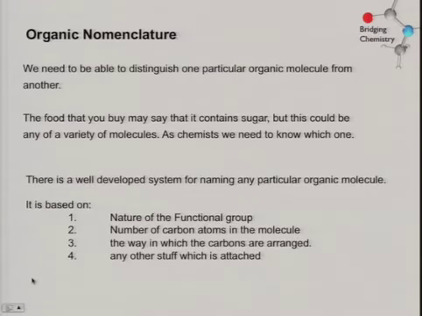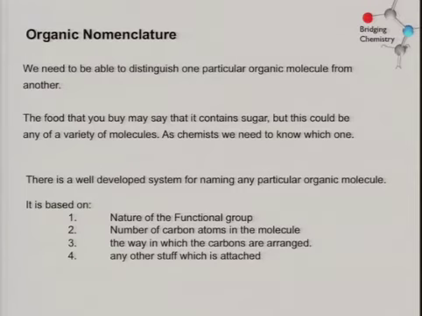The fourth part of the name tells you about any other stuff that might be attached to the molecule. So a bit tells you about the functional group, that tells you what sort of class the molecule's in. We have a bit that tells you how many carbons are in the framework, a bit that tells you how those carbons are arranged, and then finally a bit that tells you about anything else that might be hanging off around the edges. Okay?